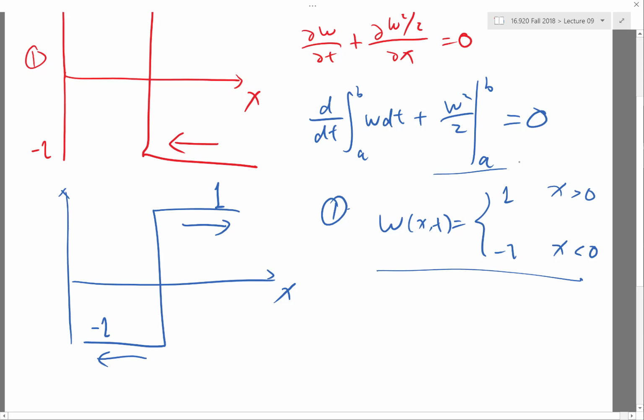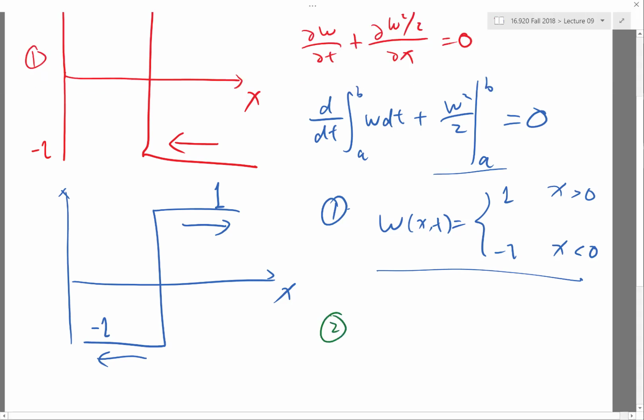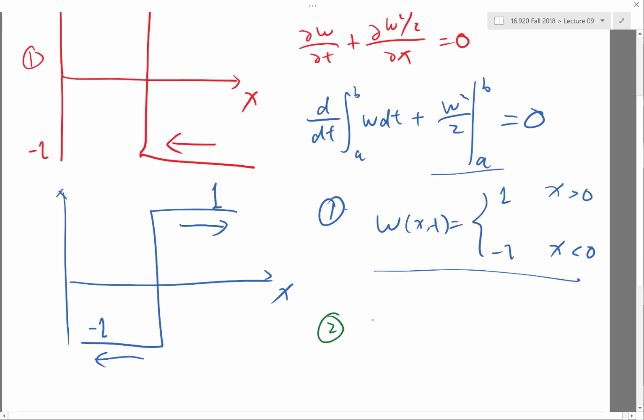And on the left-hand side, if the solution stays the same, the time derivative of any integral is also equal to 0. So it's satisfied automatically. But there is also another solution. Another solution that not only satisfies the integral form of the differential equation, it even satisfies the differential form of the equation. It's equal to 1 or minus 1, but also it's actually equal to x over t.